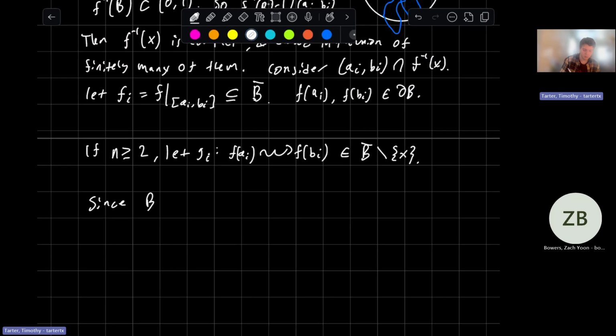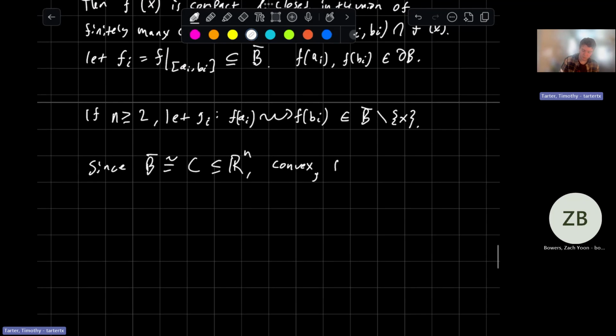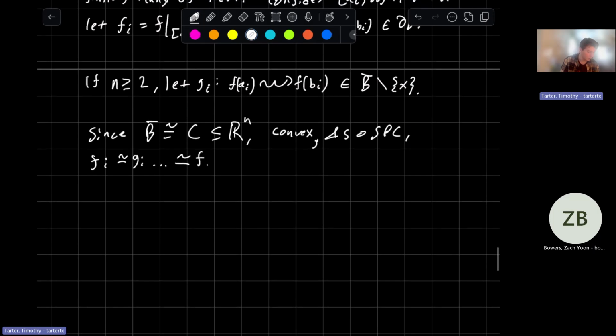Since the closure of B is homeomorphic to a convex set in R^n, which is convex and so simply path connected, f_i is homotopic to g_i. Which is then eventually homotopic to f by repeating this process for each of the intervals.